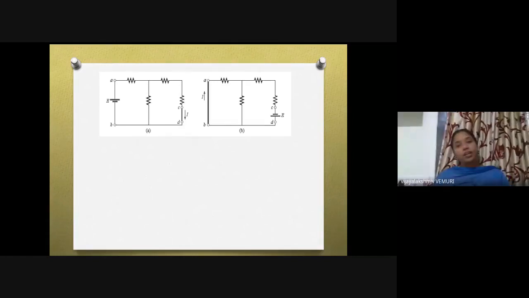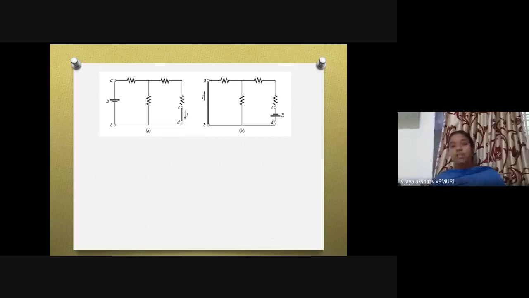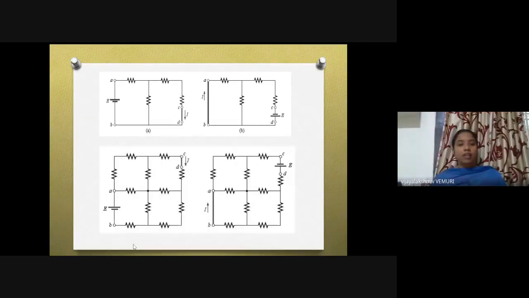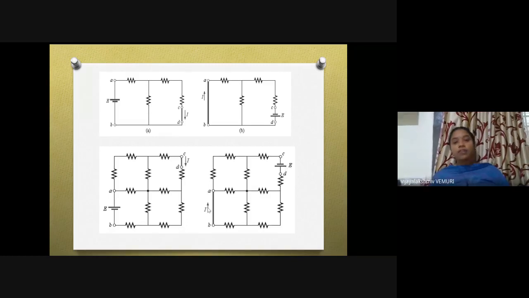Understood? So I have only a single source here. Similarly, if you have a circuit like this with 10 resistors and a voltage source between terminals A and B here, and C and D here, when we measure the current, the ratio of this voltage to this current should equal the ratio of this voltage to this current. Then we can say that the reciprocity theorem is verified. Have you got an idea now? Shall I proceed?